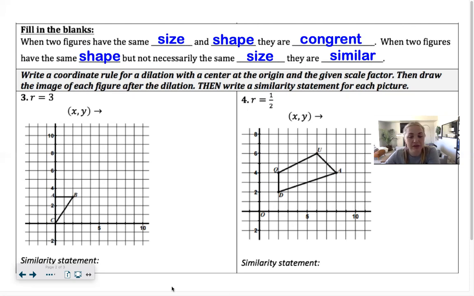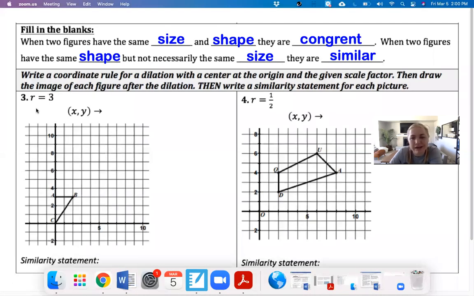Let's start by looking at problem number 3. Write the coordinate rule for a dilation with the center at the origin and the given scale factor. Then draw the image of each figure after the dilation. Then write a similarity statement for each picture. So let's start by writing the rule. Here I'm going to use R instead of K, totally fine. If we know that R or K is multiplying by 3, we need to change our rule to say 3 times the x values, comma, 3 times the y values.